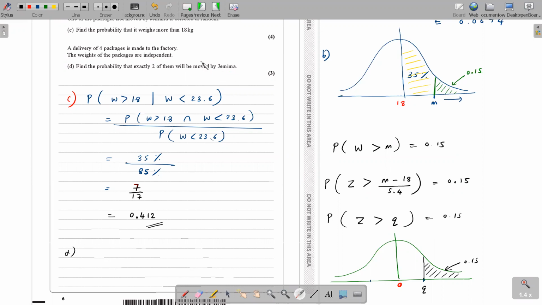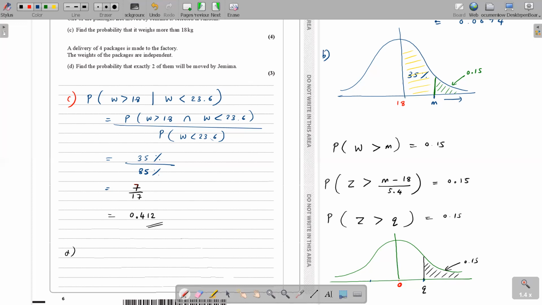So if 2 are moved by J, what's the requirement to be moved by J? It should be in the top 15%, right? So that means 2 are moved by J, they are in the top 15%. The other 2 are in the 85%.